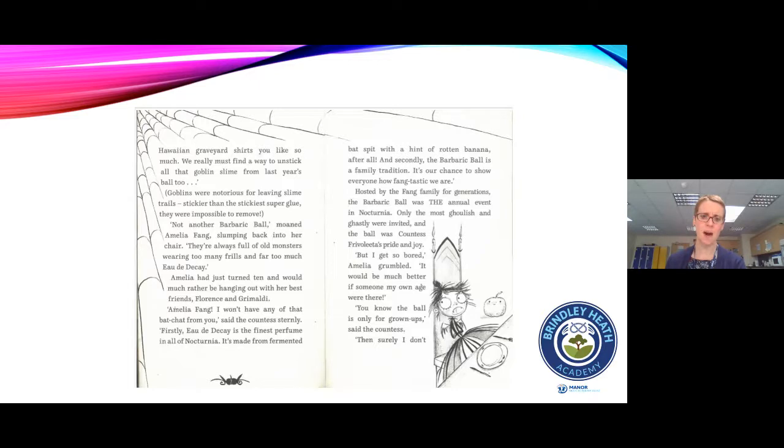Not another barbaric ball, moaned Amelia Fang, slumping back in her chair.